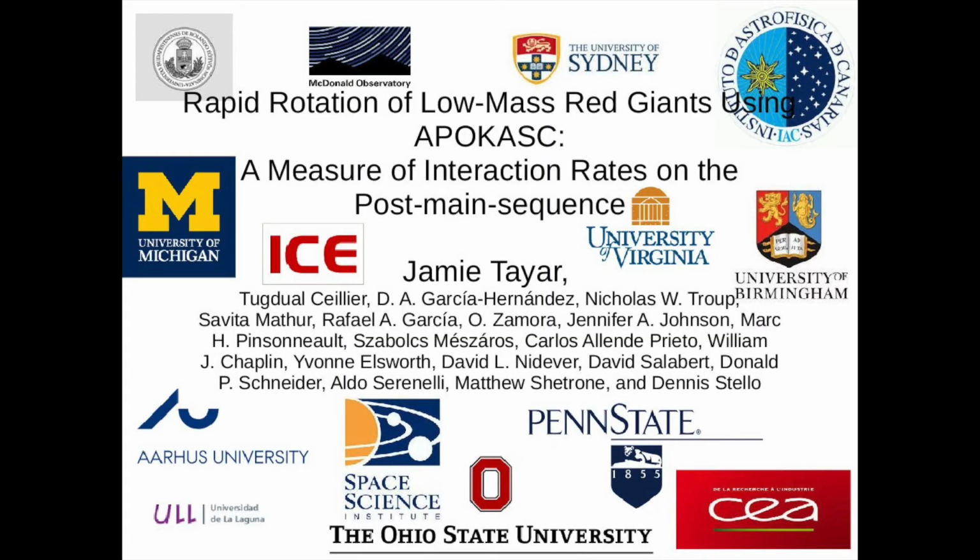I'm going to talk to you today about my recent paper entitled Rapid Rotation of Low-Mass Red Giants Using APOKASC, a measure of interaction rates on the post-main sequence. Almost half of stars form in binary systems, and it is well known that such stars can interact to form interesting classes of objects. What is less well known, however, is exactly when and how often such systems interact.